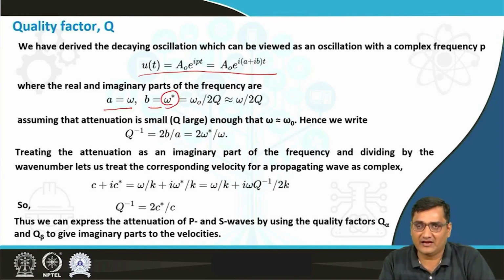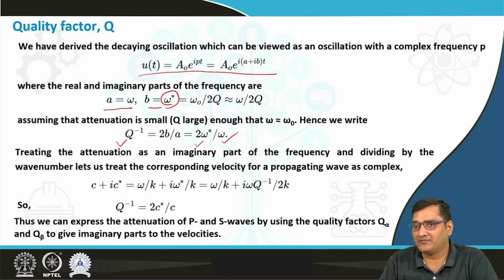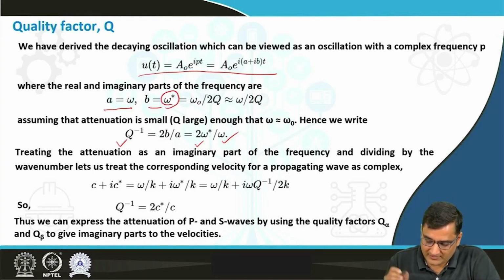In case Q is very large, we can regard omega naught as equal to omega. Hence, we can write the quality factor inverse Q^-1 as 2b by omega, that is 2 omega star by omega. And when we treat the attenuation as an imaginary part of the frequency and divide it by the wave number, we can get the expression for the corresponding velocity for a propagating wave in complex form. So that will be C plus iota C star, that is equal to omega by k.